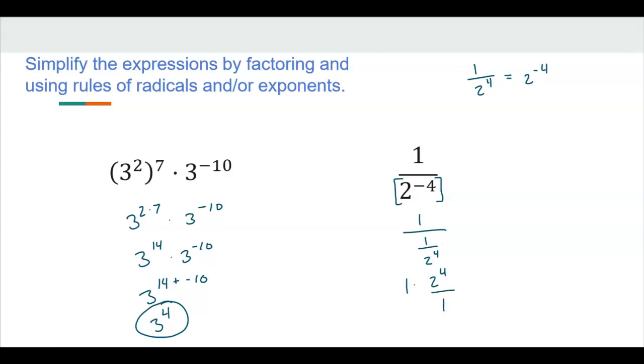1 times 2 to the 4th is just 2 to the 4th. Divided by 1 is still 2 to the 4th. So overall we get just 2 to the 4th. And now we don't have a negative exponent or a fraction. That's nice. Both of those fell out by simplifying.